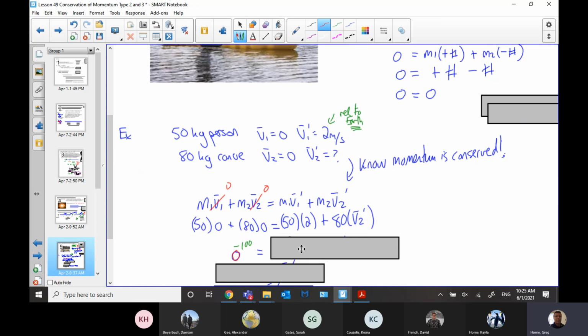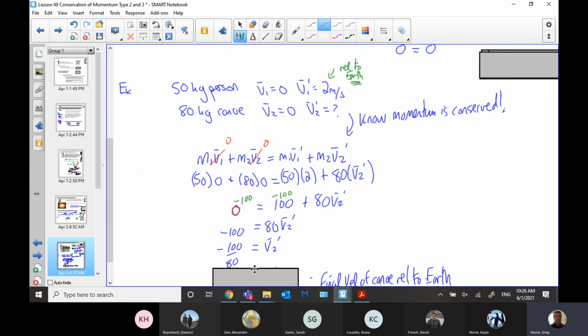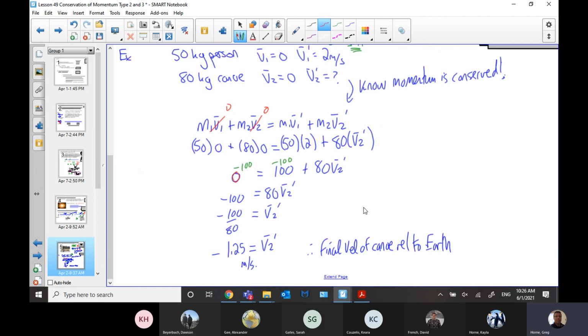So clearly we can just solve for that, right? We end up with a 100 plus an 80 V2 prime, subtract 100 from both sides, divide both sides by 80. The math works out lickety split, and you have your velocity of the canoe. Okay, going the other direction, you can tell by the negative. Let's highlight that, right? It's in the opposite direction.